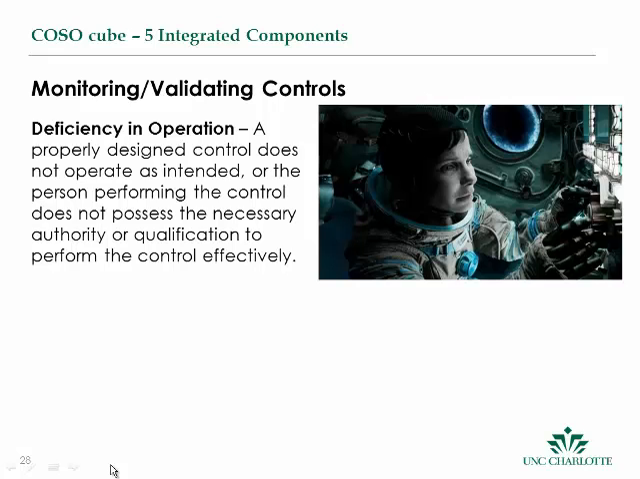The other type of control deficiencies is a deficiency in operation. These occur when a properly designed control does not operate as intended, or when a person performing the control does not possess the necessary authority or qualification to perform the control effectively. The picture on this slide shows a clip from the movie Gravity, where Sandra Bullock plays an astronaut that is stranded in space. Here, she is in a foreign space station where, even though controls have likely been properly designed, the astronaut does not possess the necessary qualifications to operate the controls effectively.